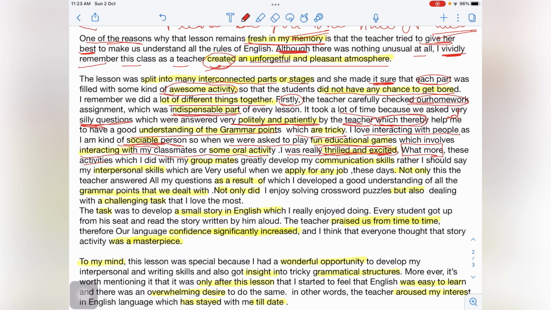These activities which I did with my group mates, my classmates, greatly helped me develop communication skills. Rather, I should say, my interpersonal skills, which are very useful when we apply for any job these days. So she helped me develop the communication skills, and these days you need interpersonal skills, how to talk to people, that is very essential for any job.